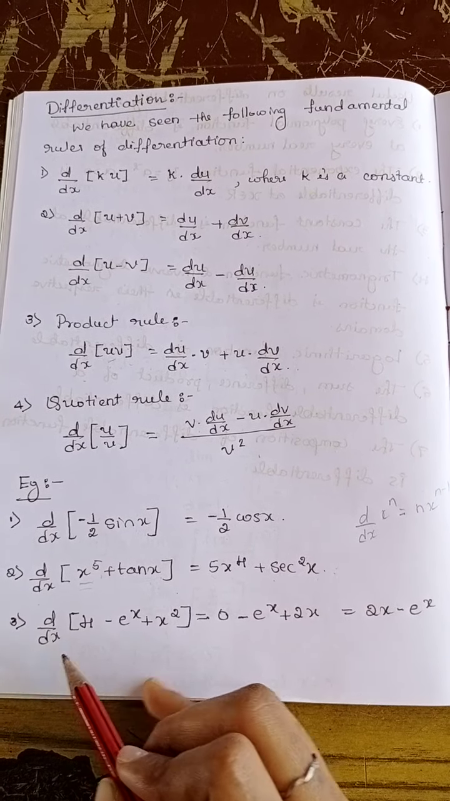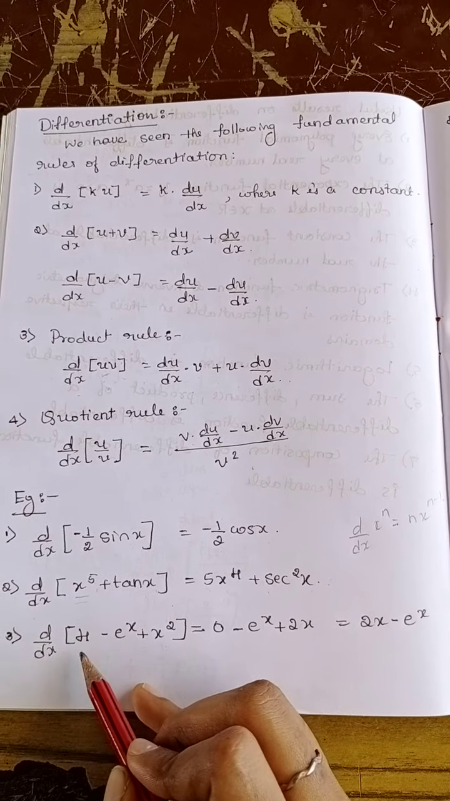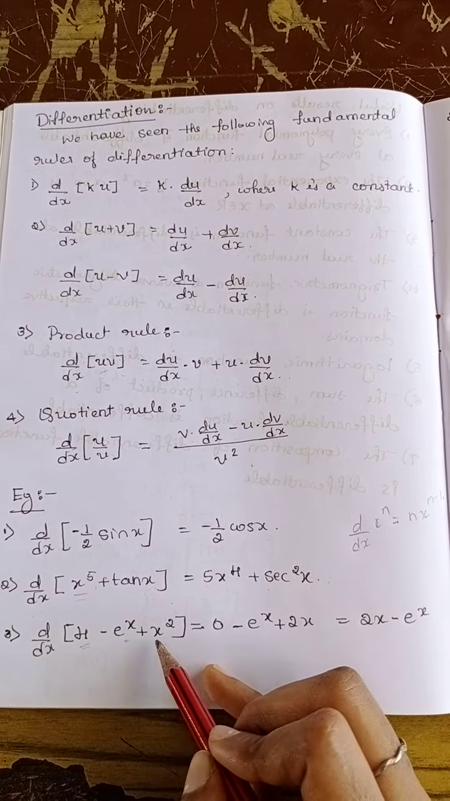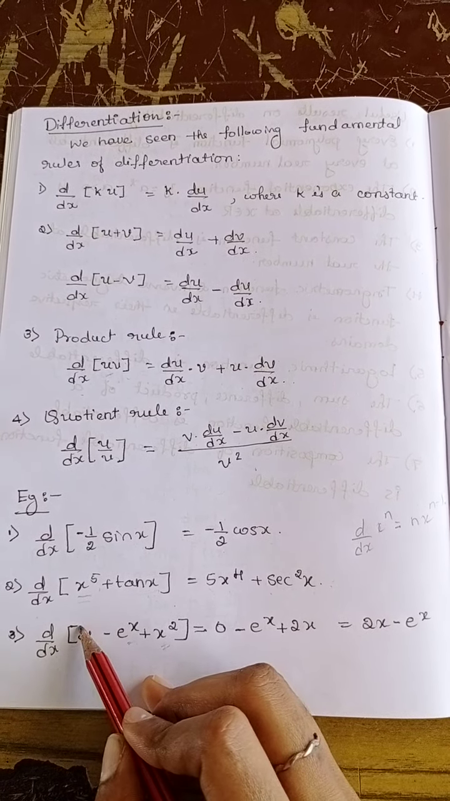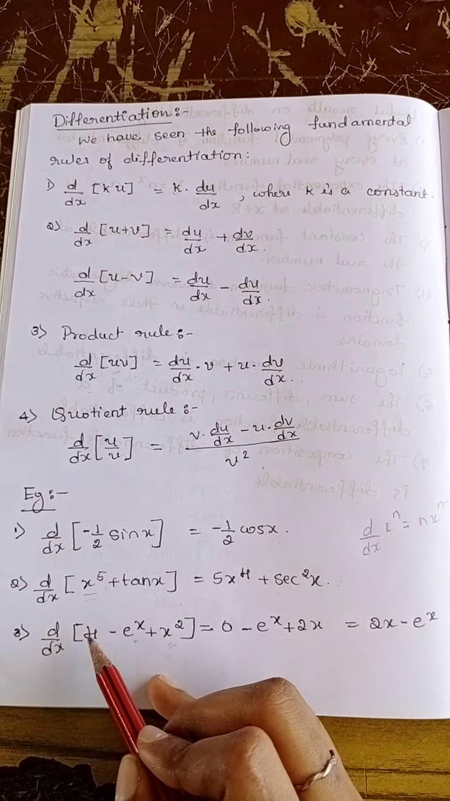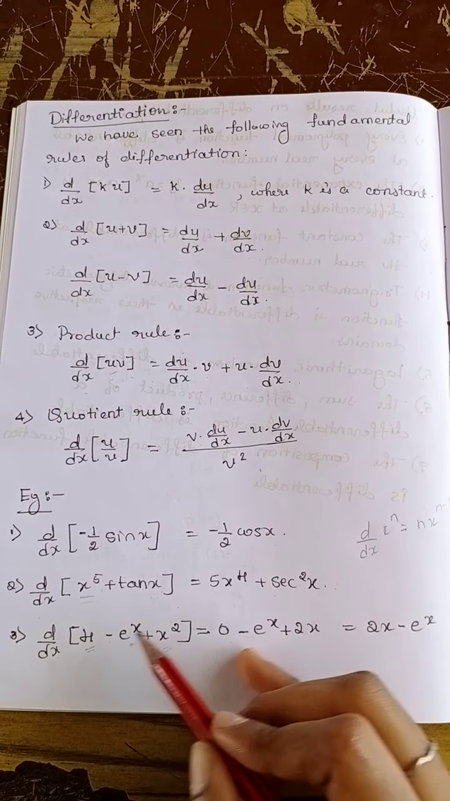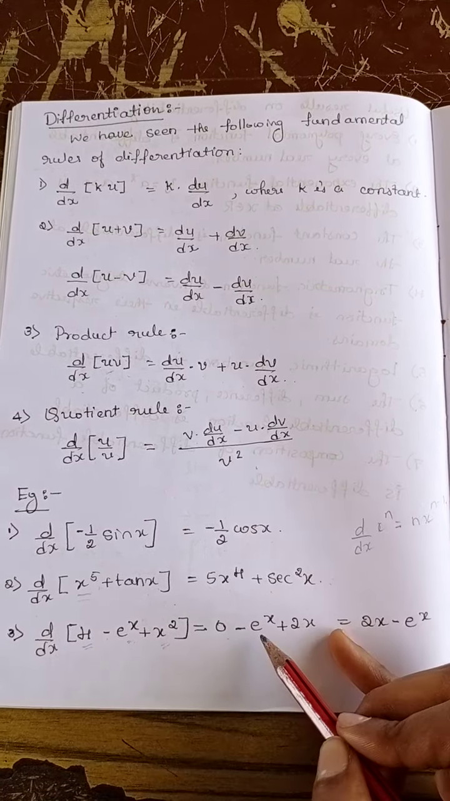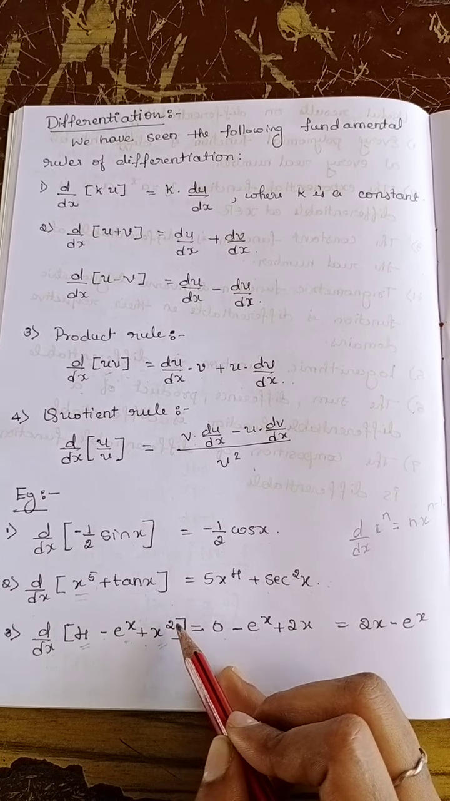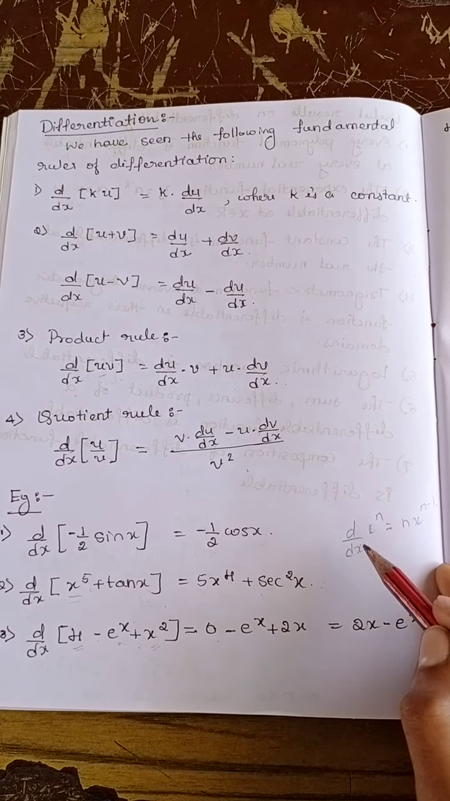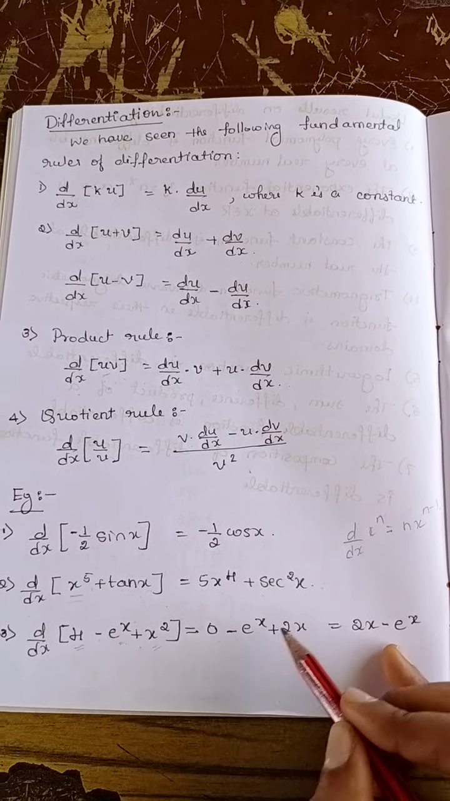Next one is d by dx of 4 minus e power x plus x square. First you have to differentiate the first term, next the second term, next the third term. 4 is a constant, and differentiation of a constant term with respect to x is always 0, minus differentiation of e power x is e power x, plus differentiation of x to the power 2, again using the d by dx of x power n formula, the answer is 2x, that is equal to 2x minus e power x.